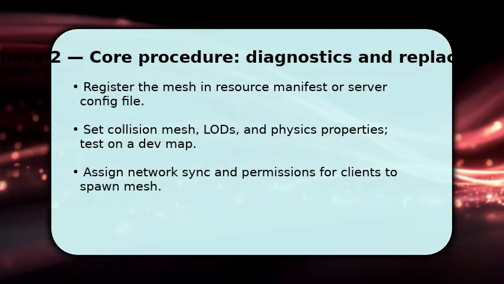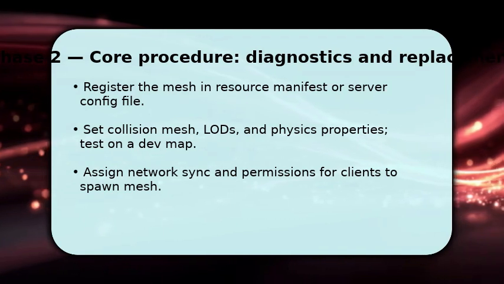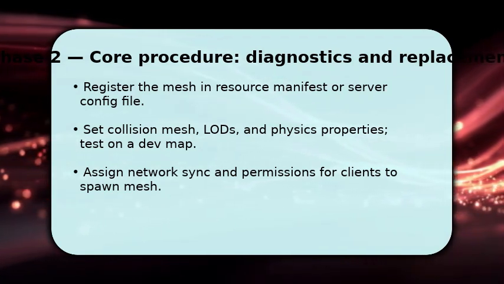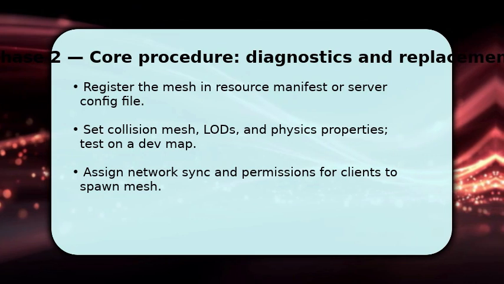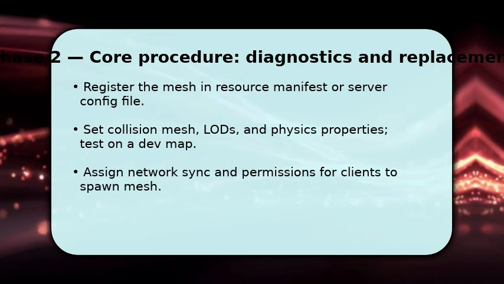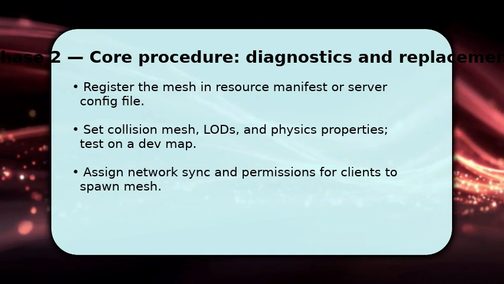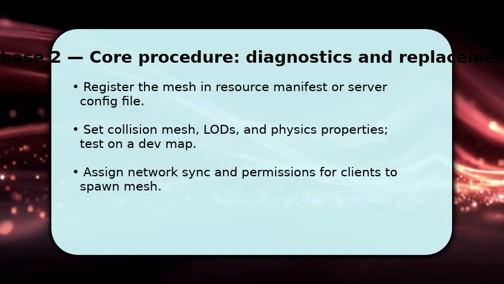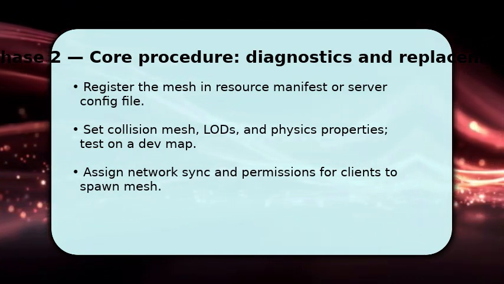Once the files are present, open your server's resource manifest and register the mesh path. This tells the SCP-RP framework to load the asset. Then configure collision meshes, LOD, and physics properties so movement and interactions behave predictably.